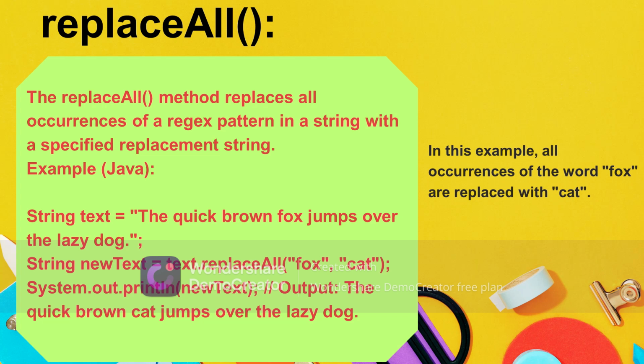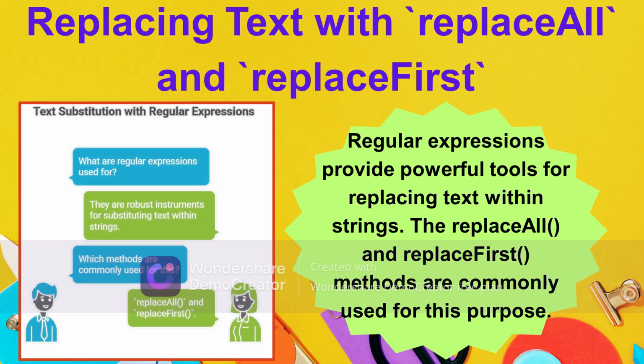So the string text is, the quick brown fox jumps over the lazy dog, and then the pattern we are going to give is to replace all the string fox with cat. So finally we get the output, the quick brown cat jumps over the lazy dog. This is the final output we get after applying replaceAll. And then followed by replaceFirst.